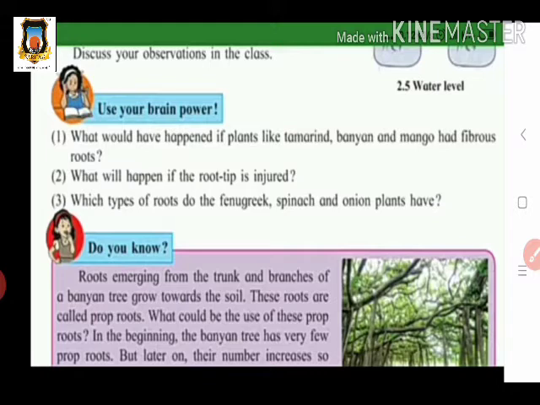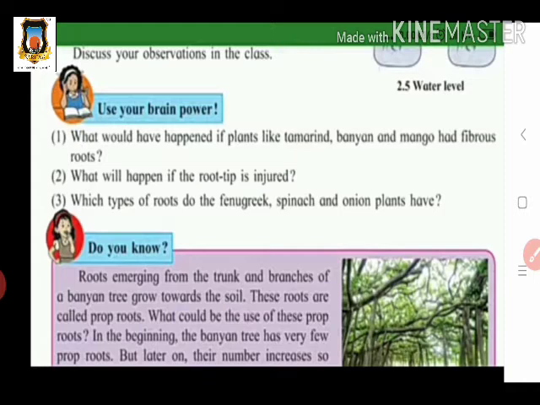That is, they come out from the trunk of the plant. Trunk means it is a stem having a strong thickness, okay. So it is the trunk. From this, such roots are produced or come out, and also from the branches, and grow towards the soil. So in such a way this type of roots are produced. So these roots are called prop roots because they are emerging from the trunk and branches of the banyan tree. So what could be the use of these prop roots?